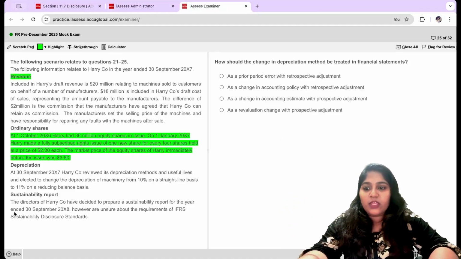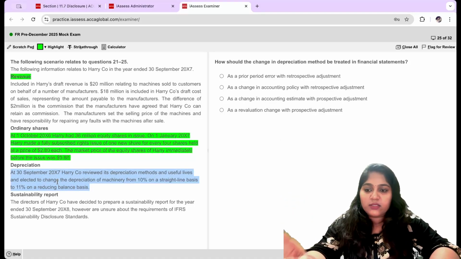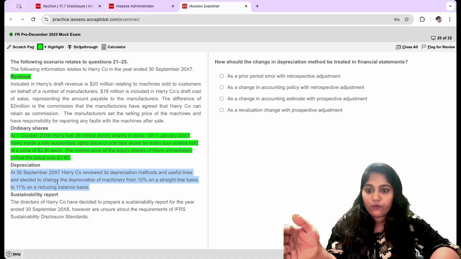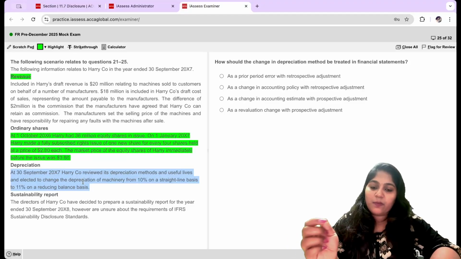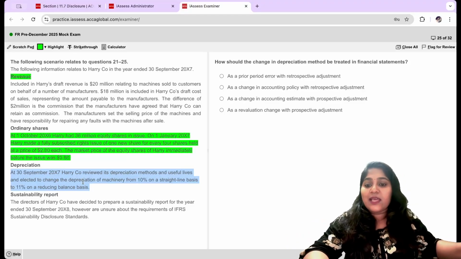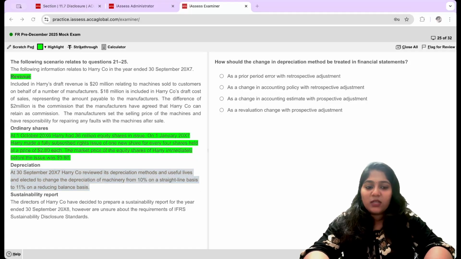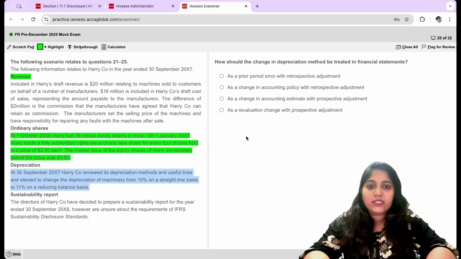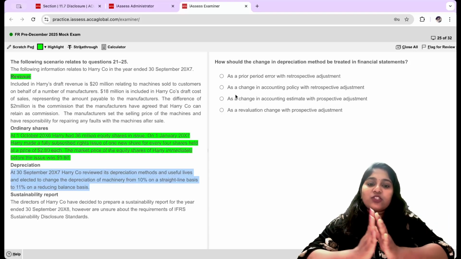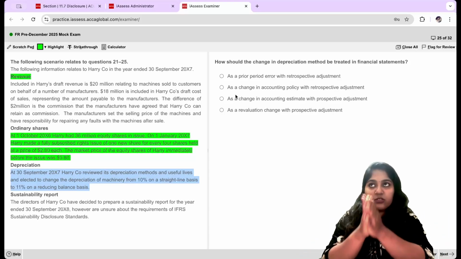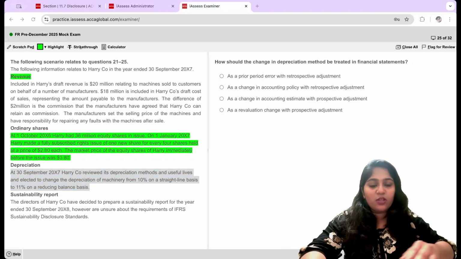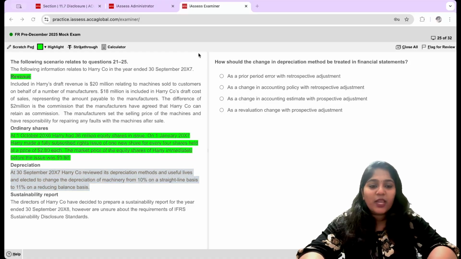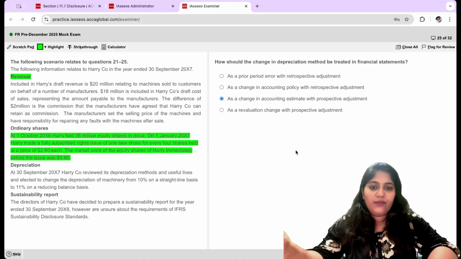Now, there is something called depreciation. Let's read about depreciation. At 30th September X7, Harry Company reviewed its depreciation methods and useful lives and elected to change the depreciation of machinery from 10% on a straight line basis to 11% on a reducing balance basis. So now what kind of accounting treatment is this? How should the change in depreciation method be treated? Guys, a change in depreciation is treated as an accounting estimate. A change in accounting estimate always has a prospective effect, not a retrospective effect. So I can go ahead and consider the answer as option C: change in accounting estimate with prospective effect.